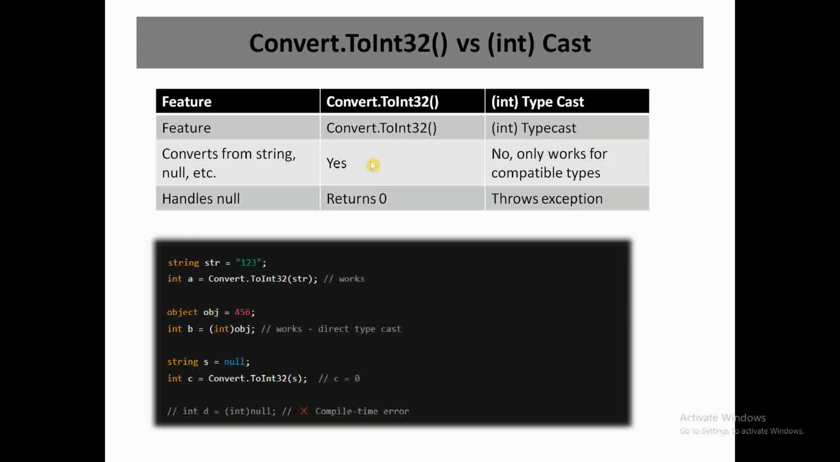Next one converts from a string or null value, but manual typecast does not work with that. Convert.ToInt32 returns 0 and handles the null examples, but manual typecast will throw us an exception. Here we have examples of these: the first one is a string value, an integer value in double quotes, which we have to convert into int. Then we have an object value, then we have null values.